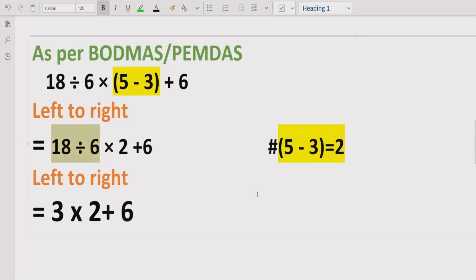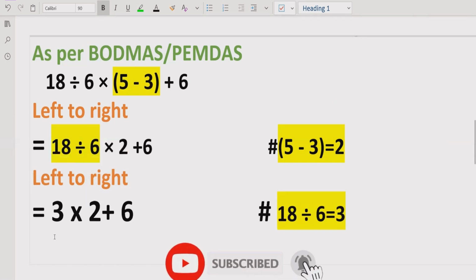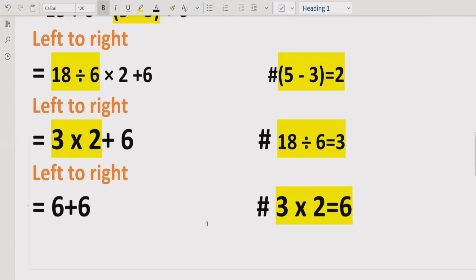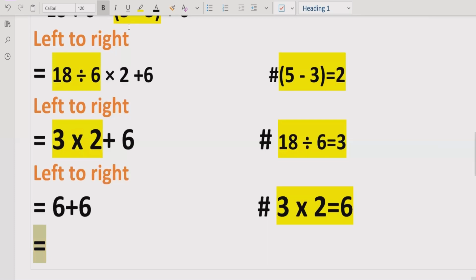And here we will give the reference, so 18 divided by 6 is equal to 3. Again, we go left to right, and now we have to solve 3 multiplied by 2. 3 multiplied by 2 is 6, plus 6. Here the reference is 3 times 2 equals 6. Now we solve the remaining part: 6 plus 6 equals 12. So the answer of this expression is 12.